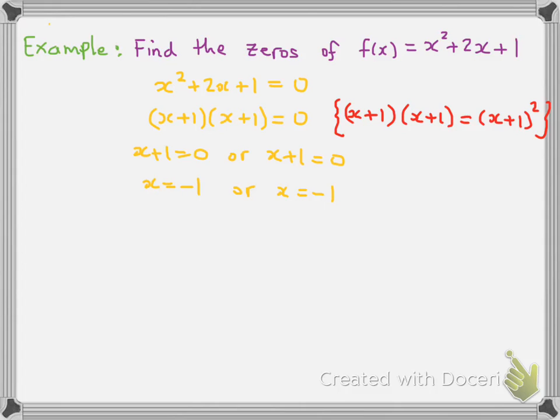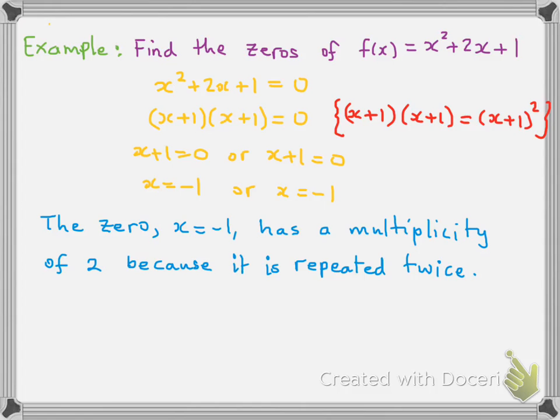So this 0 is repeated twice. So when the 0 is repeated in that way, you say it has a multiplicity of 2. The 0, negative 1, has a multiplicity of 2 because it is repeated twice. So that word multiplicity means it's the number of times the 0 is repeated.